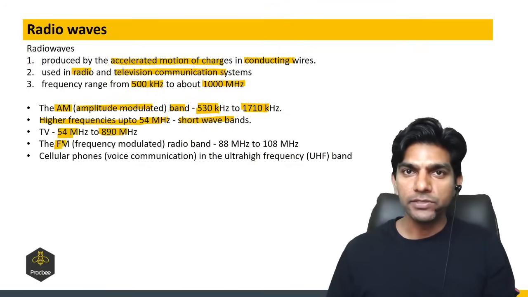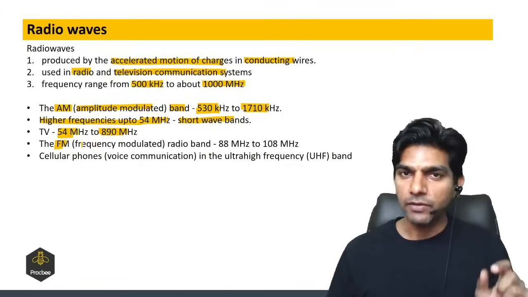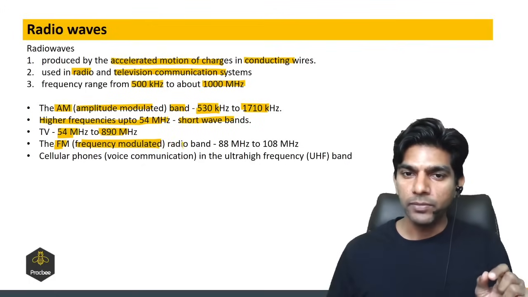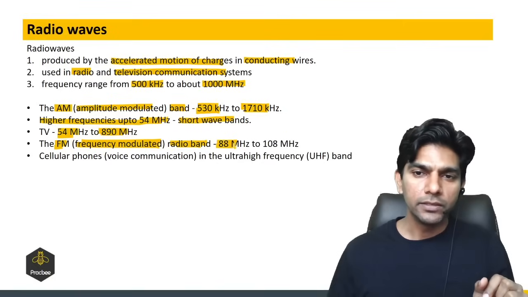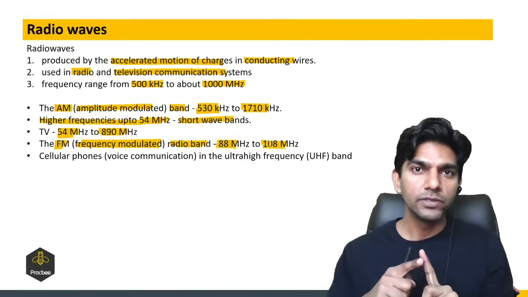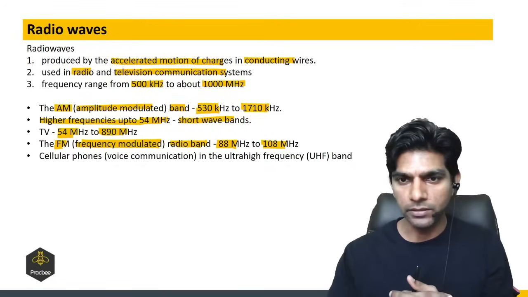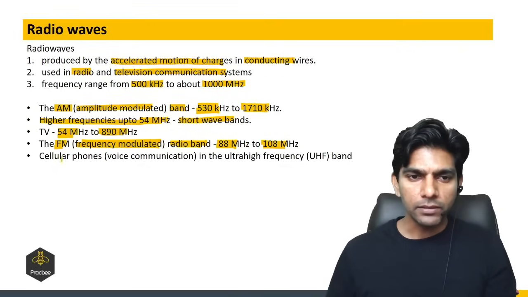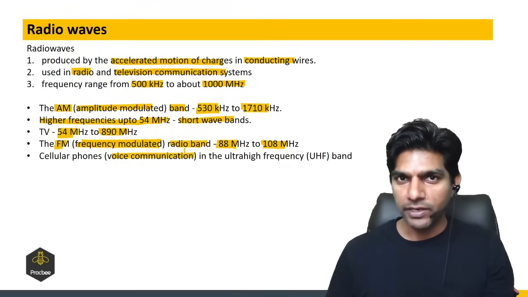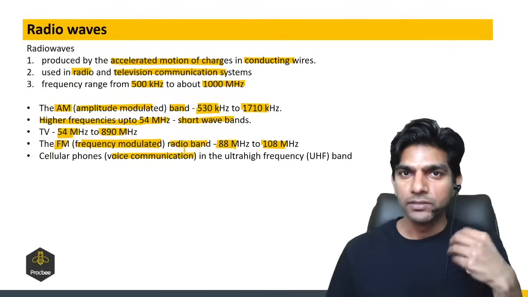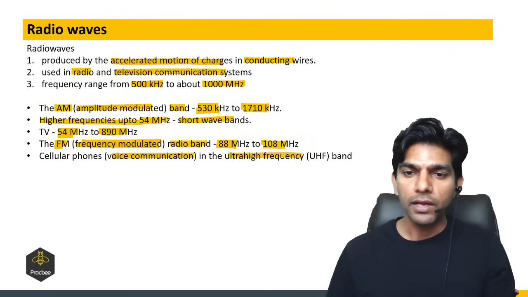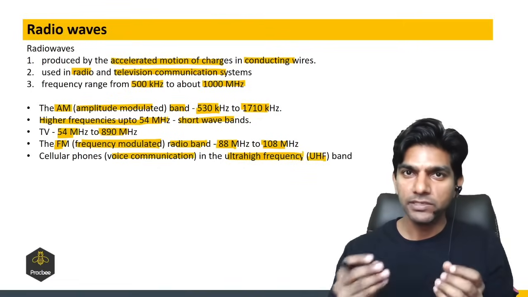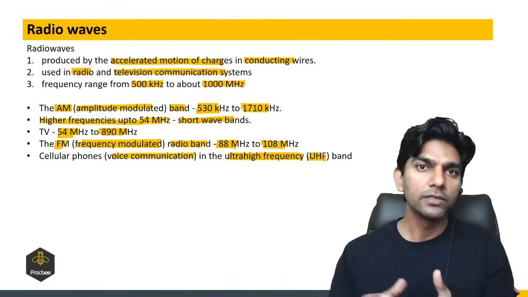And then the FM radios that we listen to on our radios. FM stands for frequency modulated, and the FM radio band is 88 megahertz to 108 megahertz. You must have heard of 93.5 megahertz, 91 megahertz. These are basically the frequencies on which those radio stations operate. Then voice communication, like if I call you and we talk, the voice signals are sent at ultra high frequency, known as UHF. So do remember how these are produced, what the frequency ranges are and what the uses are.